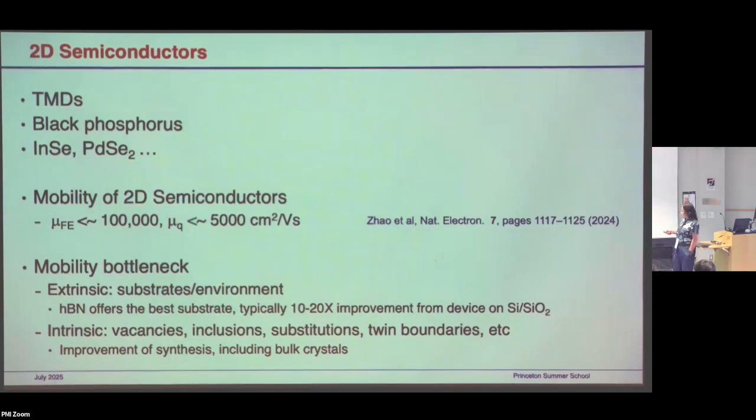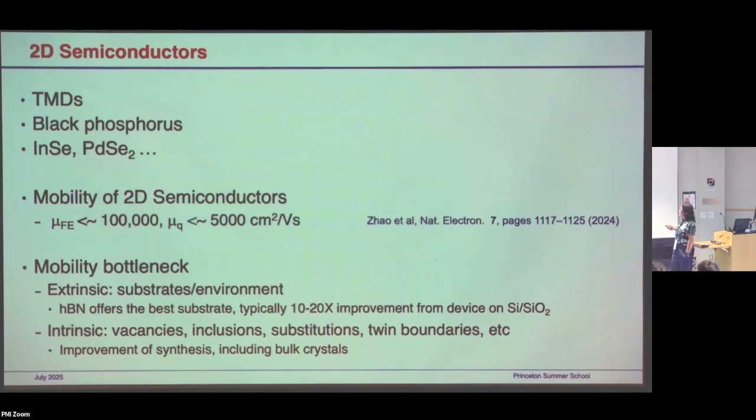But this is still already pretty good. The silicon mobility is on the order of 500 to 1,000. So the mobility bottleneck in this case, a lot of times, you have extrinsic factors, which is the substrate environment. Typically, I would say this is still important.